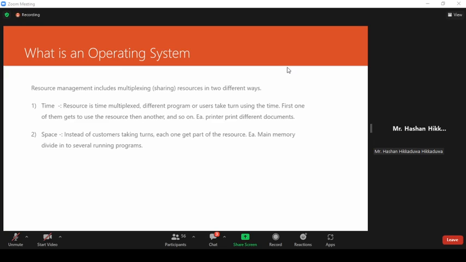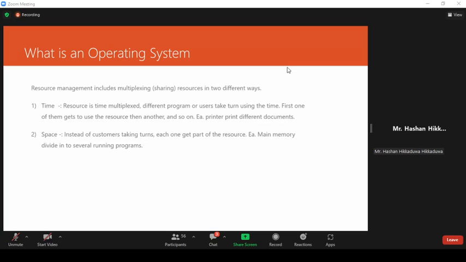Right? Then resource management includes multiplexing. That means sharing resources in two different ways. One is time, the other is space. You can say time multiplexing or sharing, or space sharing or multiplexing. Time means the resource is time multiplexed. Different programs or users take turns using it. First, one of them gets to use the resource, then another, and so on.